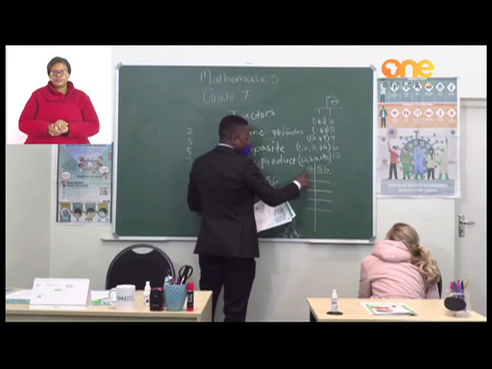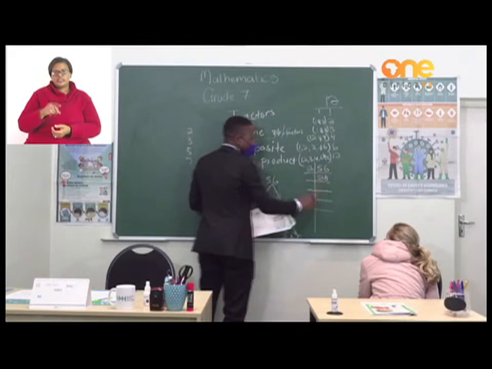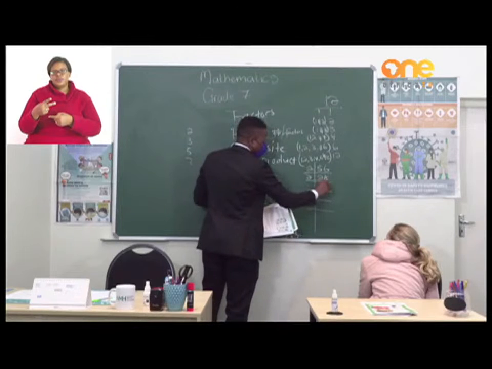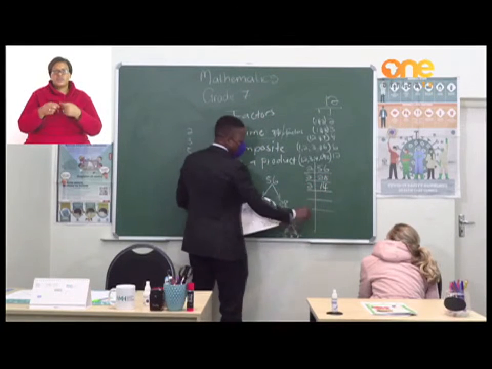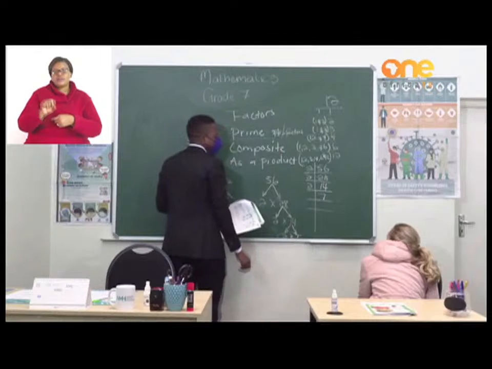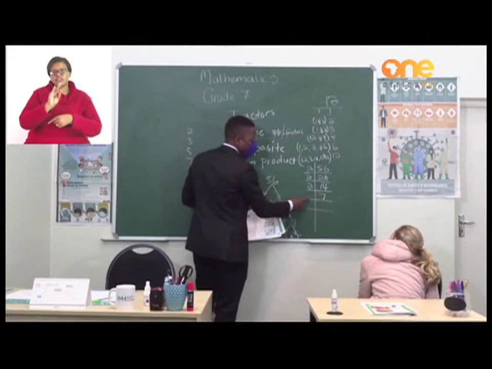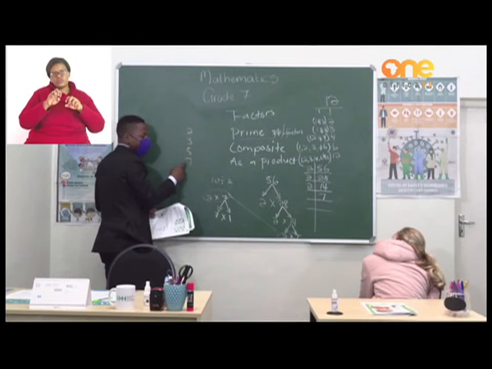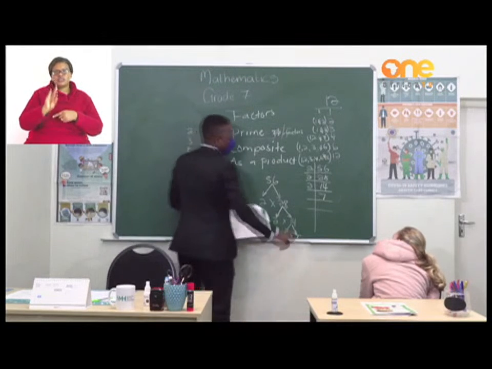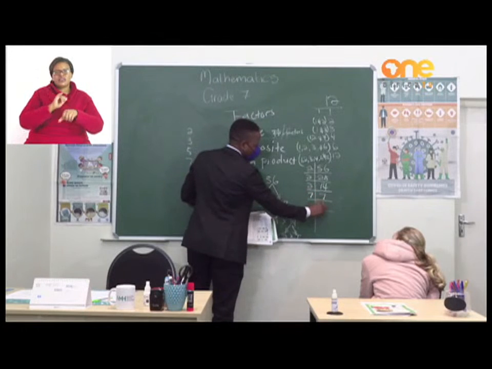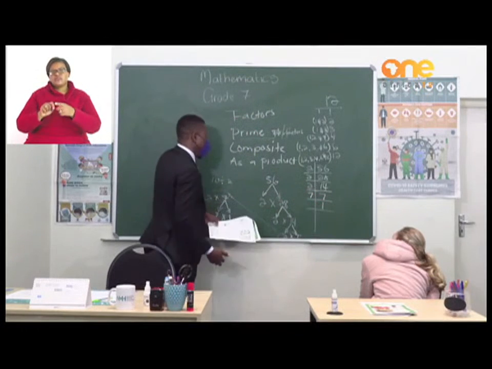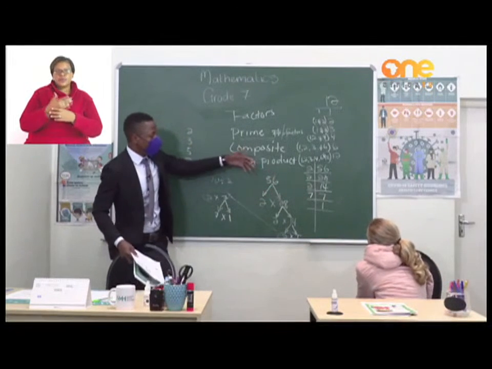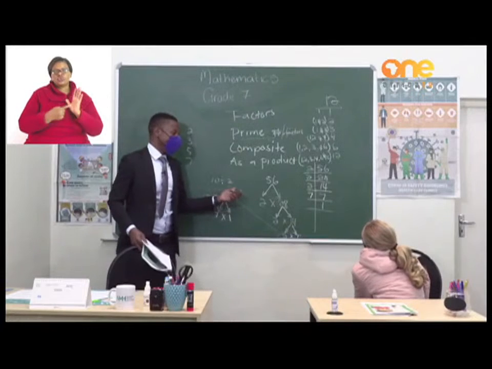56 divided by 2, of course I get 28. Divided by 2, I'll get 14. Divided by 2, I'll get 7. And as I said, we cannot divide 7 by 2. We must find the next prime factor that can divide into 7, which of course will be 7, and then you get your 1. This is your working. This is the work you have done to prove how you get to the answer.